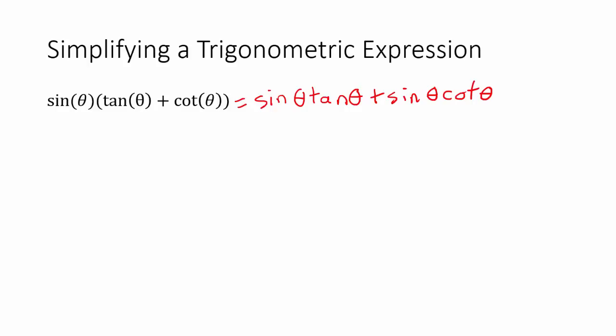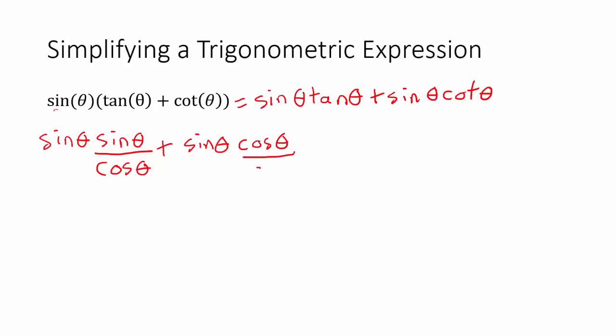So I'm going to come down here since I don't have much more room to work across. So I'm going to write the tangent of theta in terms of the sine of theta and the cosine of theta. So tangent of theta is sine of theta over cosine of theta. And cotangent of theta is the cosine of theta over the sine of theta. And I get a cancellation here.